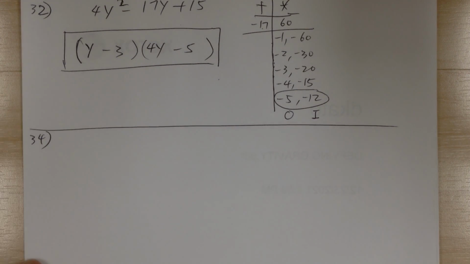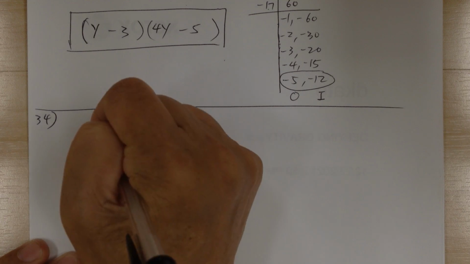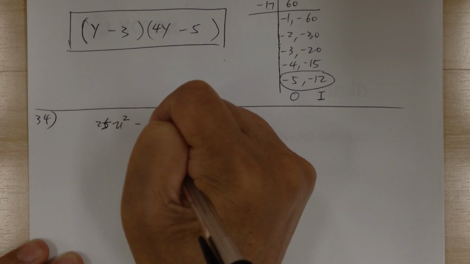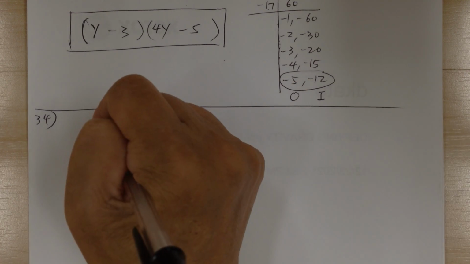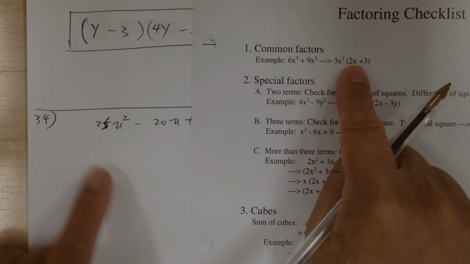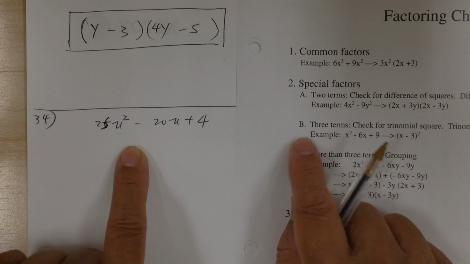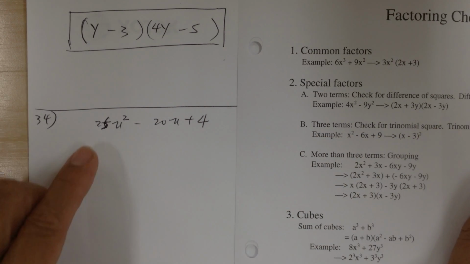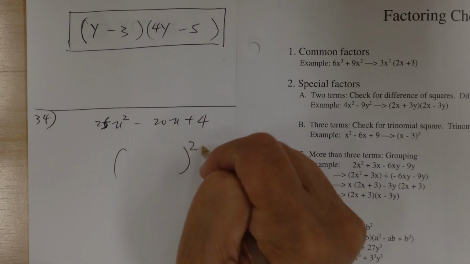Okay, number 34. 25u squared minus 20u plus 4. Again, let's go through the checklist. Step 1, common factor. There's nothing in common to factor out. So you go to step 2, 3 terms, you check for the perfect square. So this is a square, this is a square, this is a square. So let's go and try that.